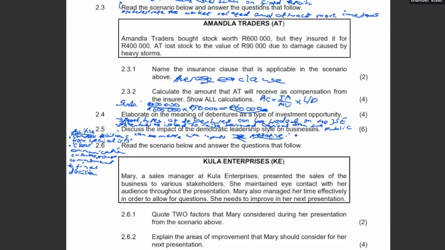Let's check the first negative. The first negative can be that it is not effective in times of crisis or when quick decisions need to be made. And also, employees may feel discouraged if their opinions or inputs are not considered.